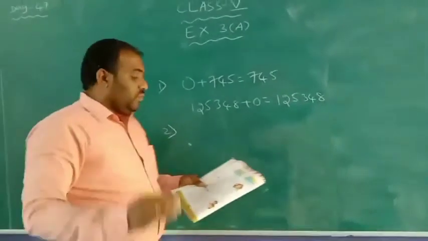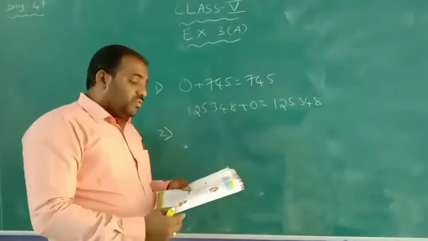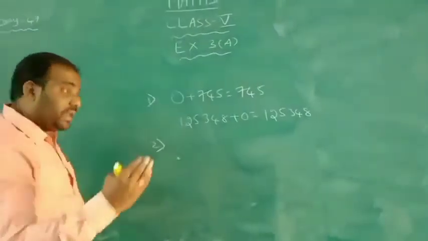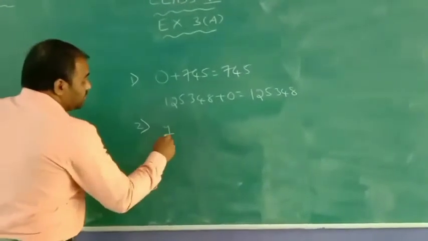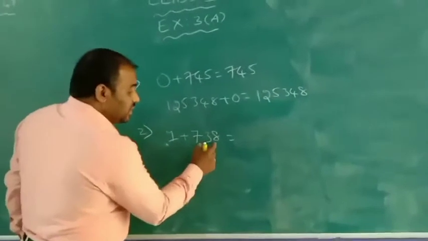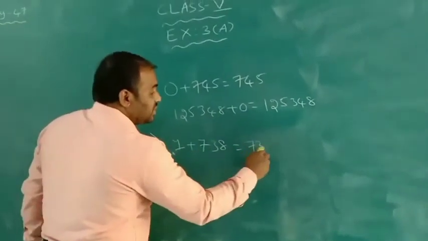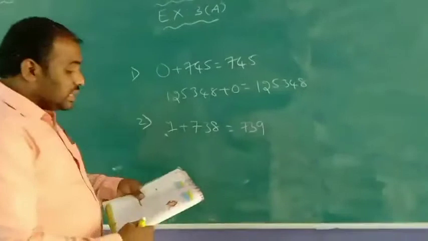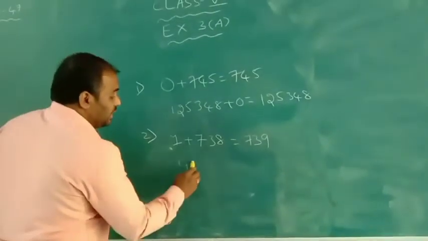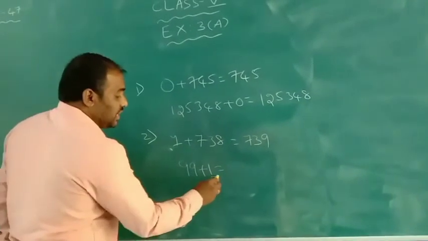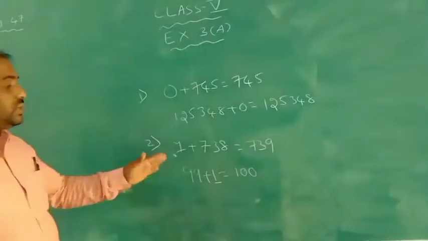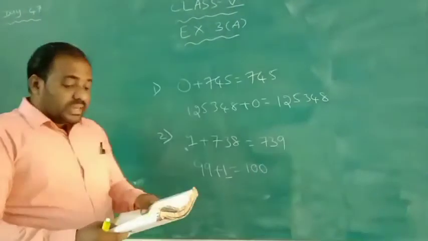Second, beta, when 1 is added to a number, we get its successor. We get its successor means what, beta? Next number. For example, see beta, 1 plus 738. 738's next number, beta, 739. 1 is added to a number, we get its successor. See beta, 99 plus 1. 1 is added to 99, after that what, beta? 100. Like that. When 1 is added to any number, we will get its successor.